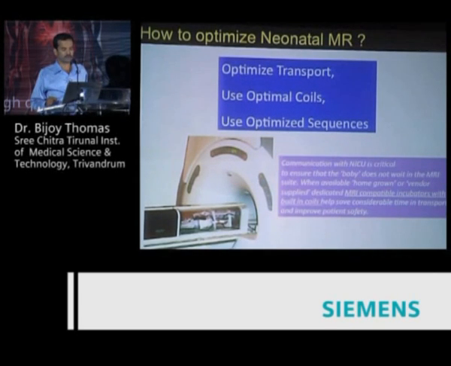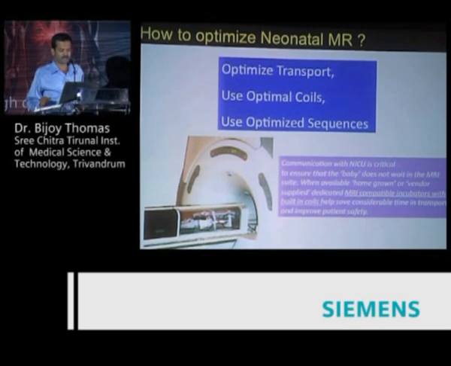What else do we need? Neonates are really susceptible to environmental changes, and they are in a very protective environment, especially preterm infants. They are transported to a very hostile, cold MR environment with a lot of RF energy being deposited and a very high magnetic field. So you have to be very careful about their general condition.